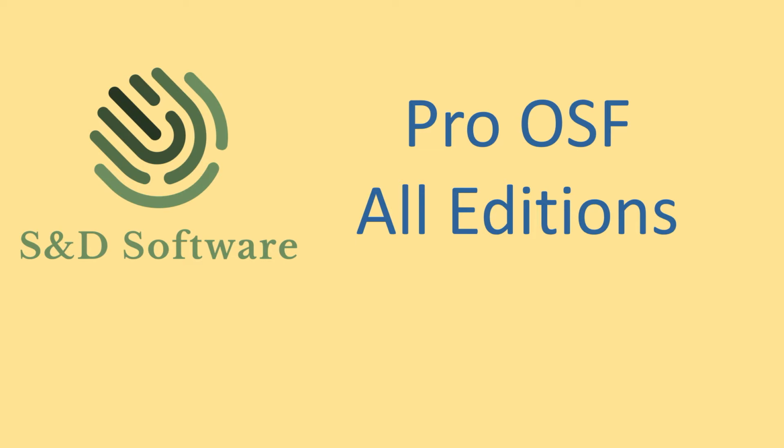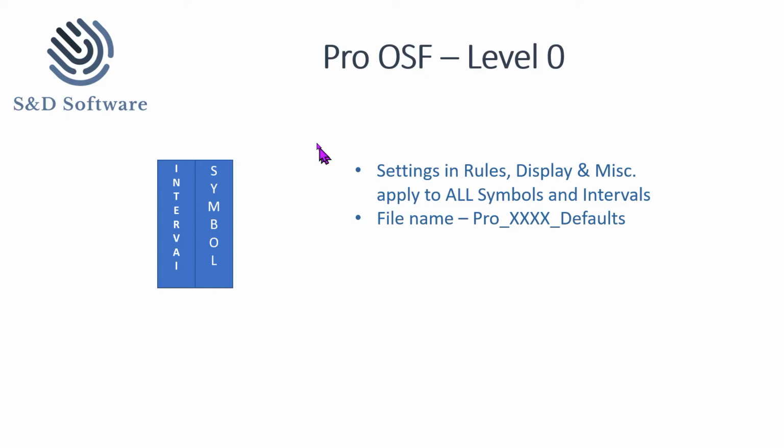We're going to review the Pro OSFs first, and they're available in all editions of the tools. The Pro OSF Level 0 is one where the settings in the rules, display, or miscellaneous files apply to all symbols and all intervals. And so the file structure will be Pro underscore, and the X's represent whether it would be rules, display, or miscellaneous, underscore defaults.